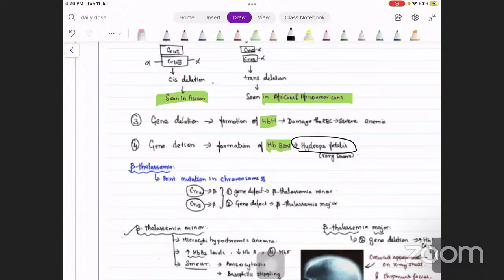Ringed sideroblasts are seen in sideroblastic anemia. So acquired sideroblastic anemia is due to the isoniazid drug, or maybe alcoholism, or maybe lead poisoning, which inhibits delta ALA dehydratase and ferrochelatase enzyme.